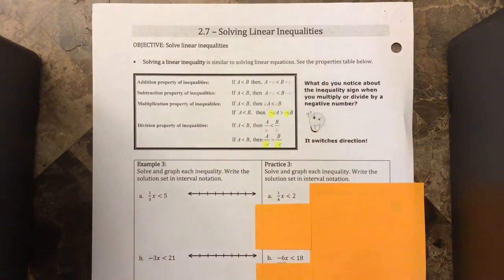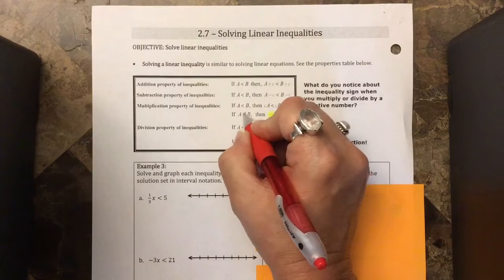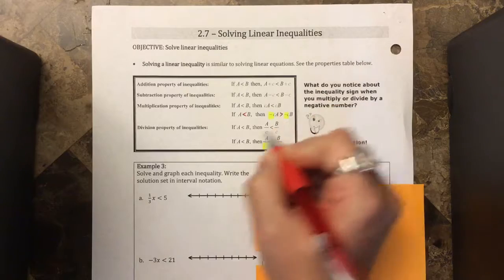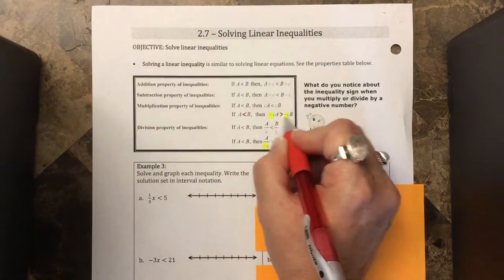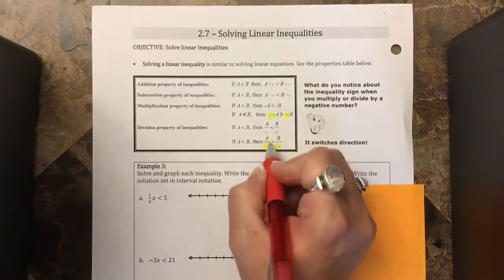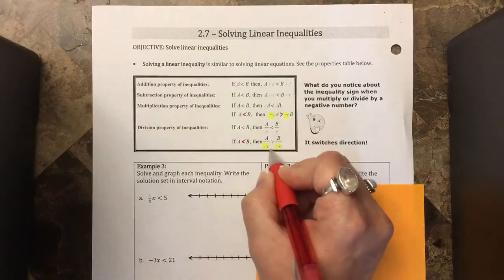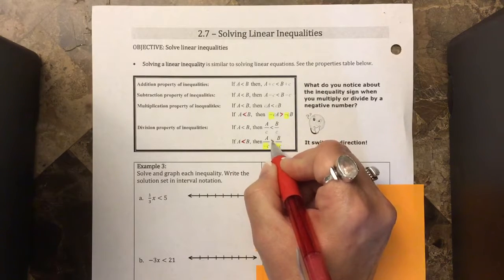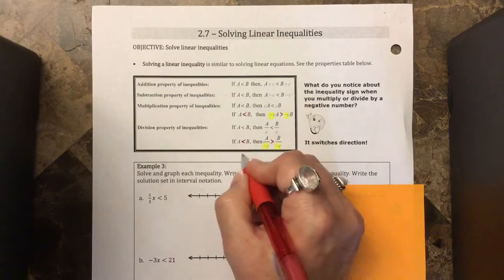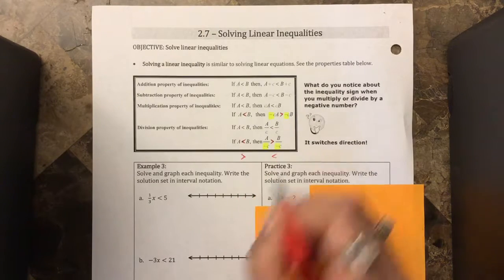What started as a less than, you would change to a greater than. If it started as a greater than and you multiplied by negatives, you would change it to a less than. So you would have to switch the inequality sign. Again, if you start with a less than and you divide by negatives, you have to switch it to a greater than. If you started with a greater than and you multiplied or divided by negatives, it would become a less than.